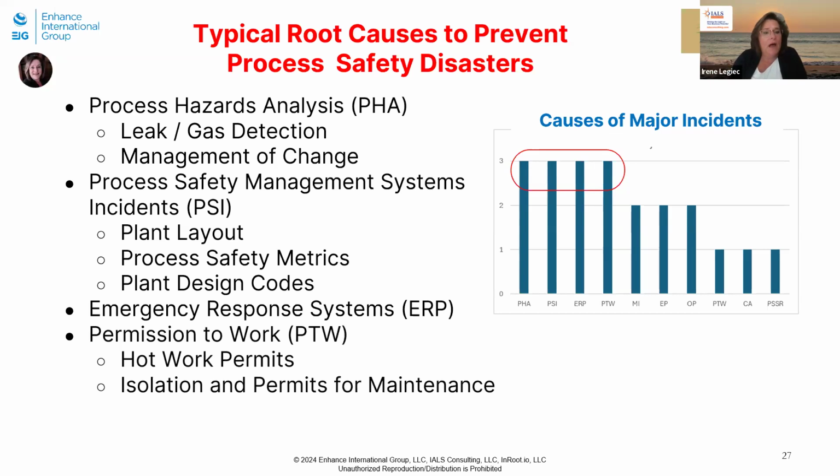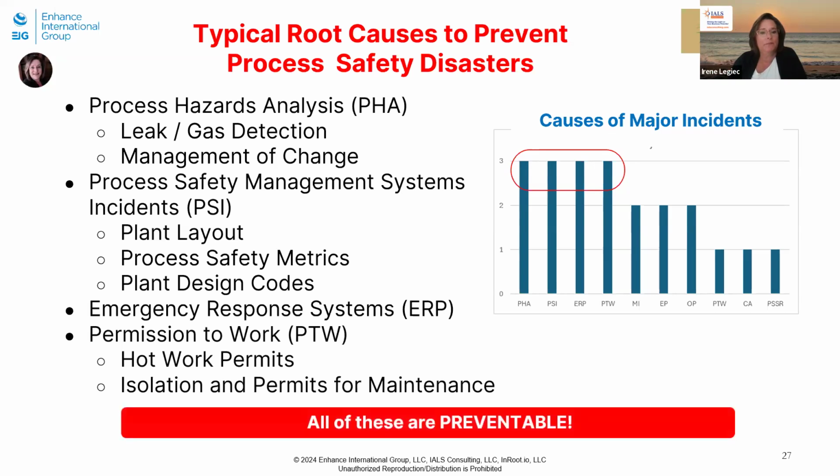tests as well. Permission to work, hot work permits, making sure you have isolation and permits for maintenance. If you go into your control room, your maintenance room, there should be a lockout board that's very clearly marked and everyone knows exactly what's locked out, whose lock is on it, and what's happening. All of these are preventable. The top ones here that are circled in that oval are things that are good to implement, and we have the technology to implement. But if we go back to that list of disasters, they were all preventable. Think about the tragedy that occurred in killing all of those people. We could have prevented it.